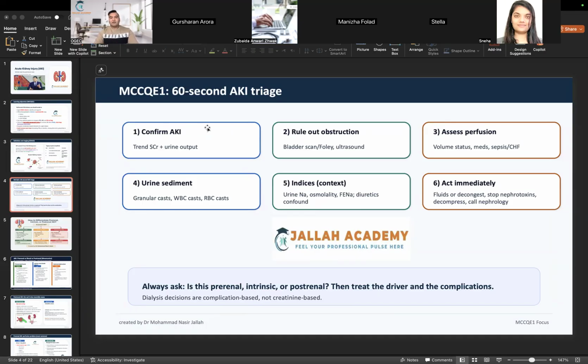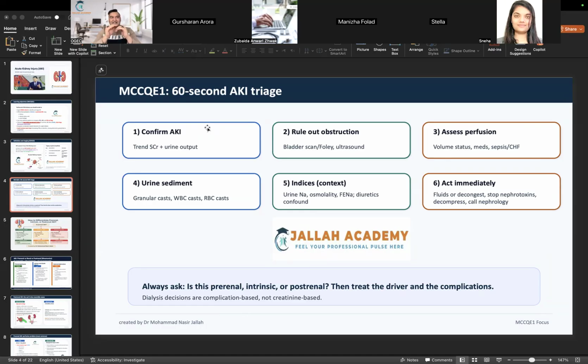So for the acute kidney injury triage, what do we do step by step? We can confirm the acute kidney injury by doing a trend of serum creatinine and urine output. Okay, what is next? Once it is confirmed, my next step would be bladder scan or Foley and ultrasound.